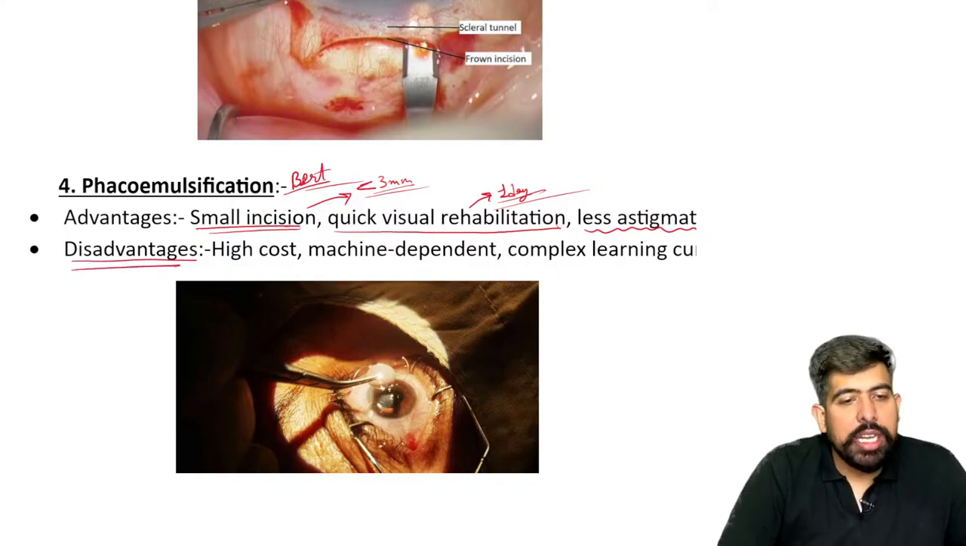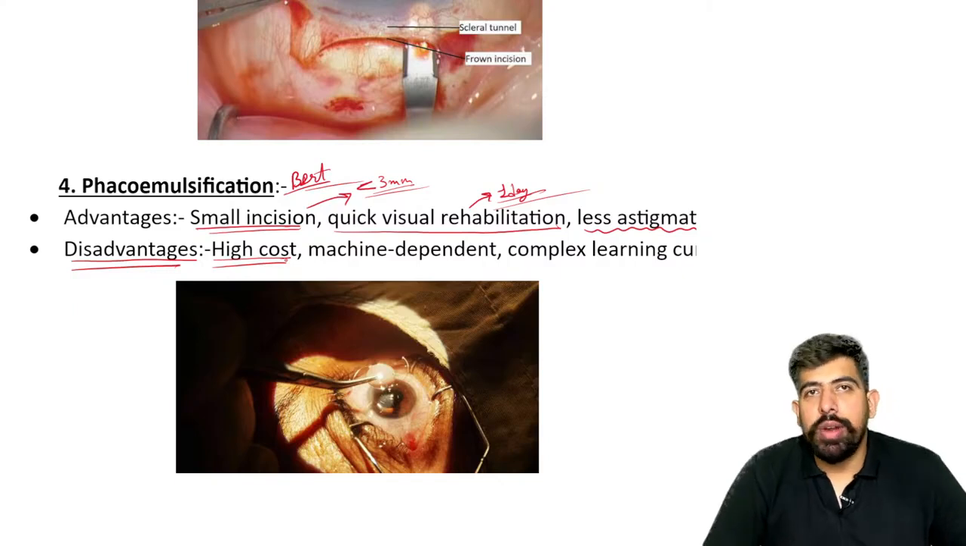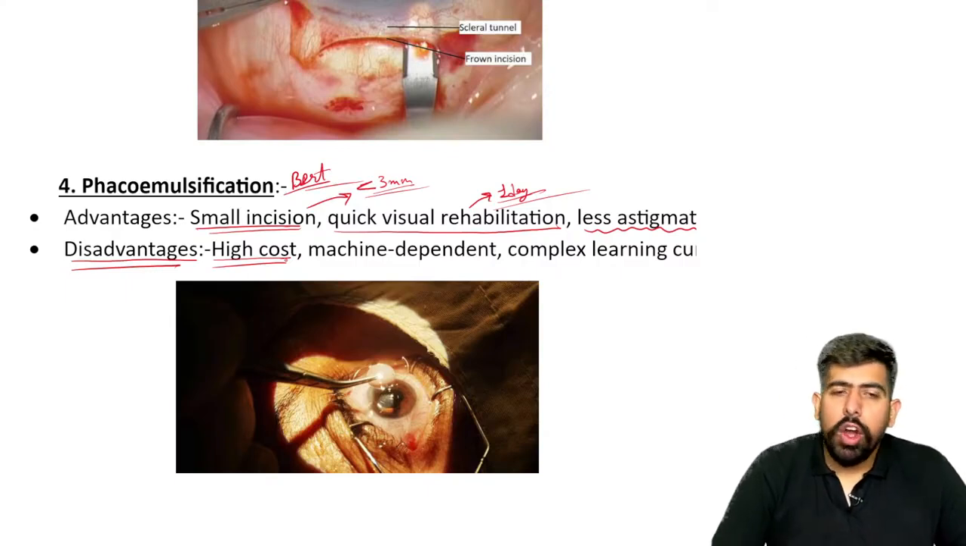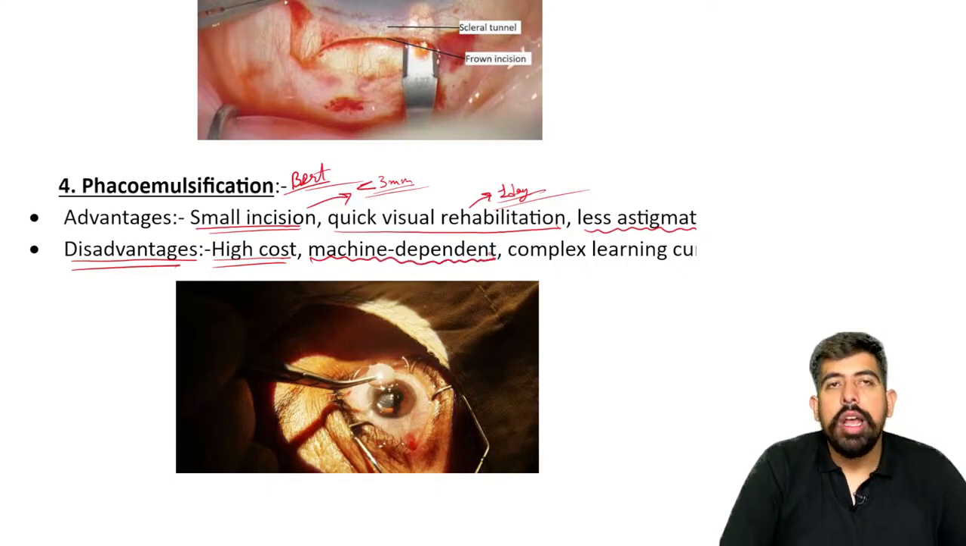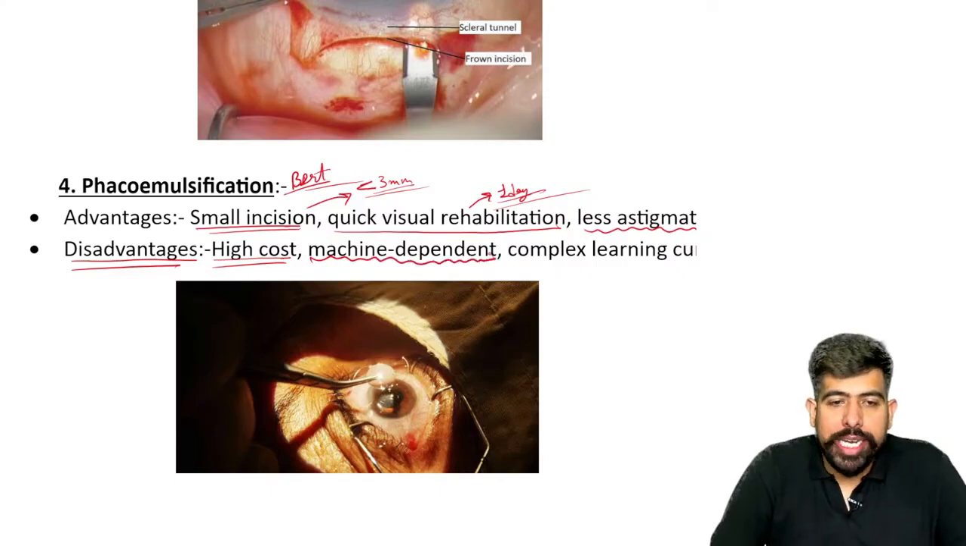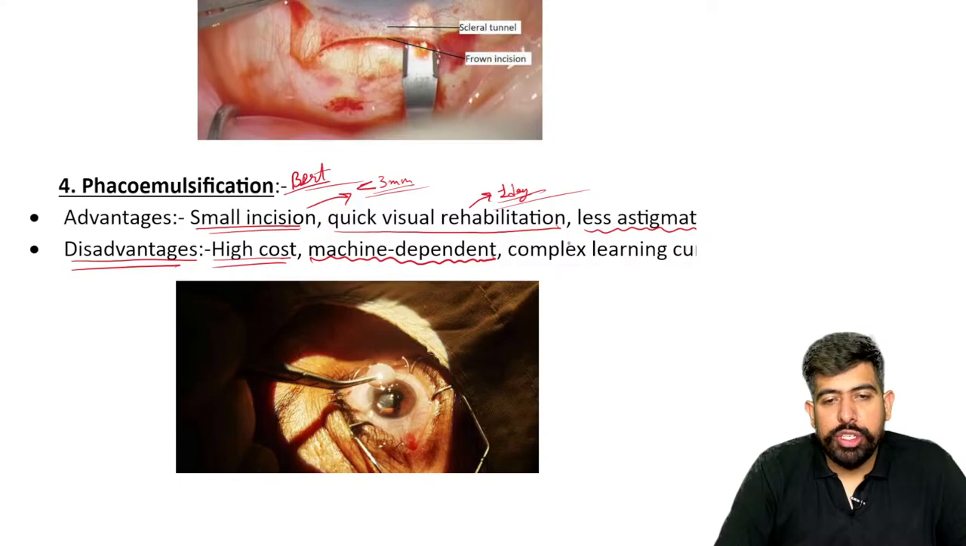What are the disadvantages? The disadvantage is the high cost. That is the first and biggest disadvantage. The patient has to bear the high cost of this. Also, all the work is machine dependent. We have to use a microscope over there. And also it is machine dependent because for phacoemulsification we have to use the phacoemulsification probe or the phacoemulsification machine.